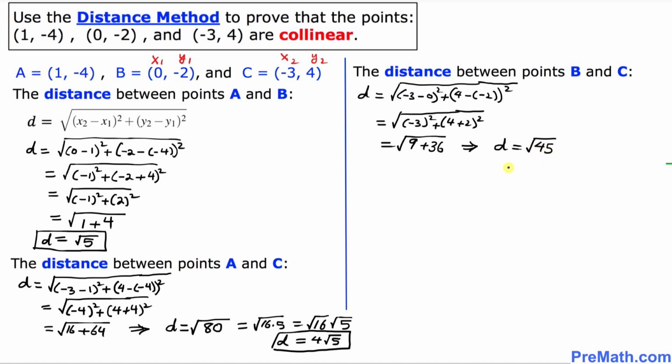45. Now we are going to simplify further. 45 could be written as 9 times 5 inside this radical sign. So I can split this one up, the square root of 9 times the square root of 5, and we know that the square root of 9 is 3, so it is 3 times the square root of 5. This is the distance between points B and C.